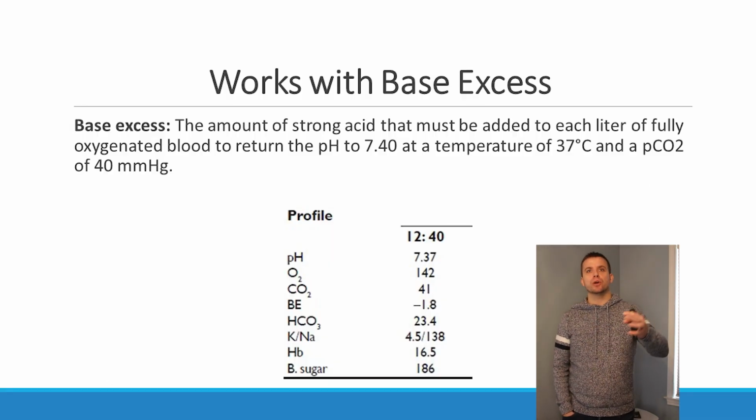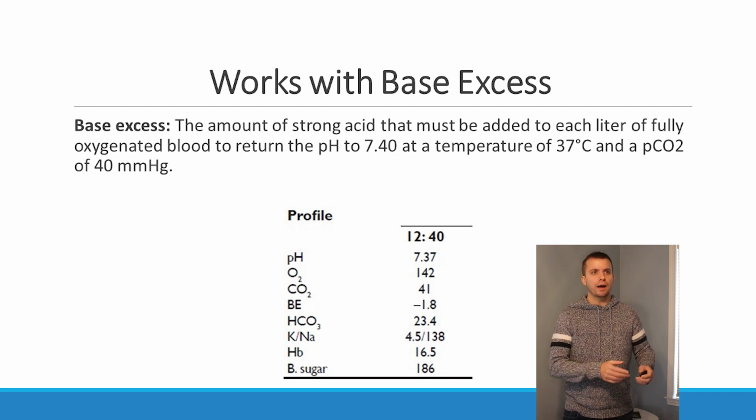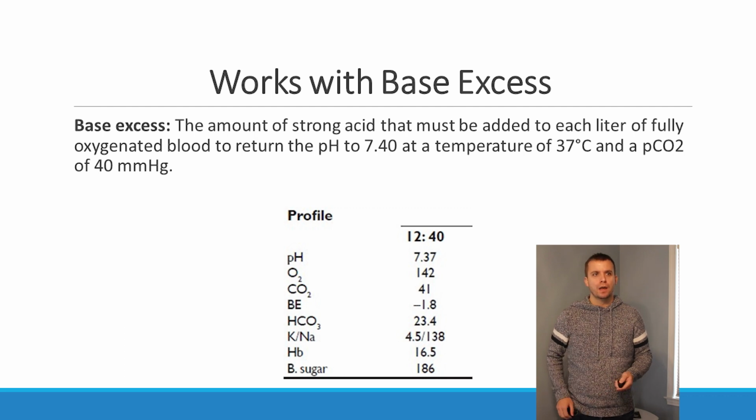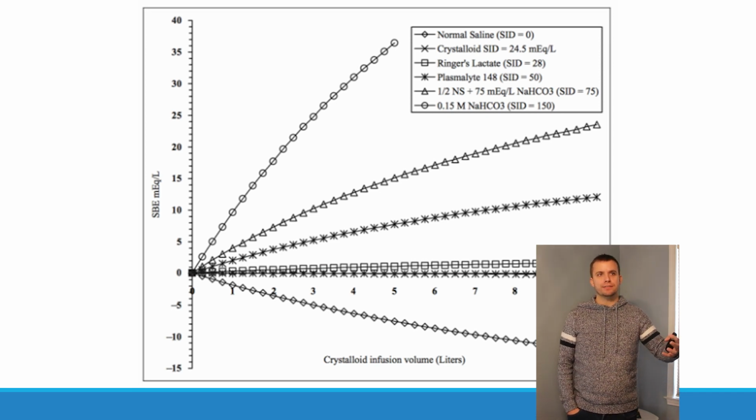How do all these fluids work with base excess? If you're more comfortable looking at it from a base excess standpoint, the definition of base excess is actually fairly complicated. It is the amount of strong acid that must be added to each liter of fully oxygenated blood to return to a pH of 7.4 at a temperature of 37 degrees and a PCO2 of 40. Here's what all these different fluids do to your body's base excess or base deficit over time.